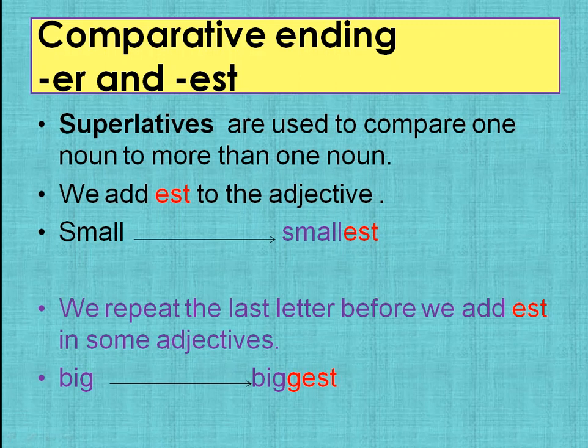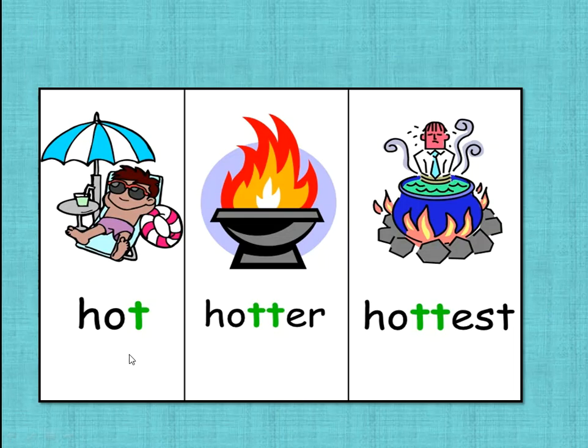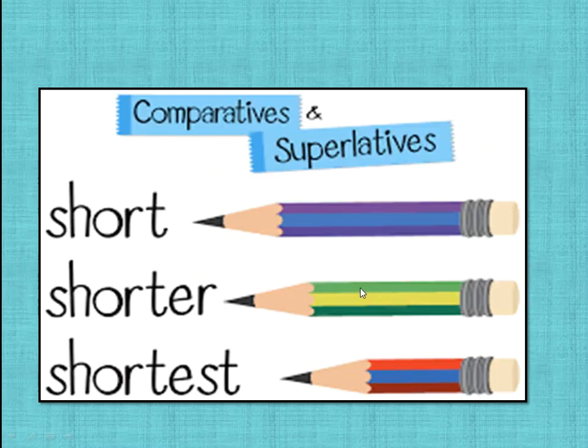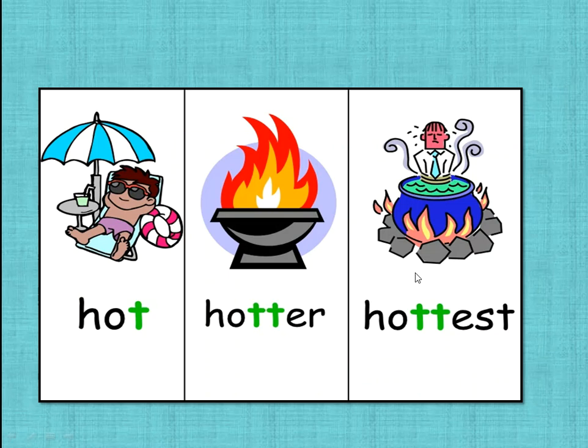Let's see some examples and we will learn more. Here, the weather is hot. This is the adjective. But if I compare this fire to the weather here, the fire is hotter. The fire is hotter, so I added ER because I compare between two. But if I compare between the three, this is the hottest. So this picture is hotter than this picture and this picture. Here I add ER and here I add EST.